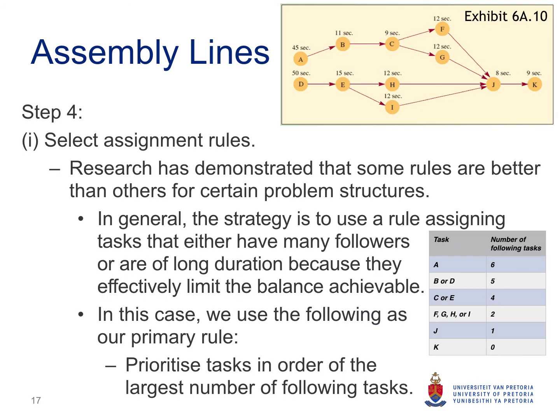Choose the task assignment rules. Some rules have proven themselves to be better than others. One of the very good rules for our purpose is to first assign tasks that have many followers. So this is our first rule. Consequently, we order our tasks in the order of the number of tasks following them, from large to small. See the table. Task A has the most followers, which is 6, followed by B and D that has 5 and so forth.